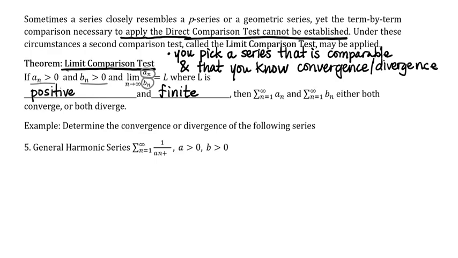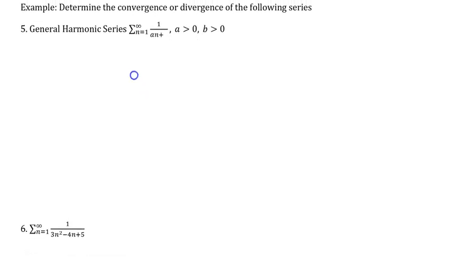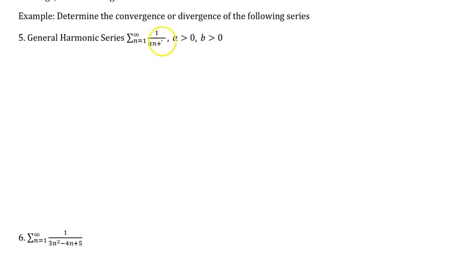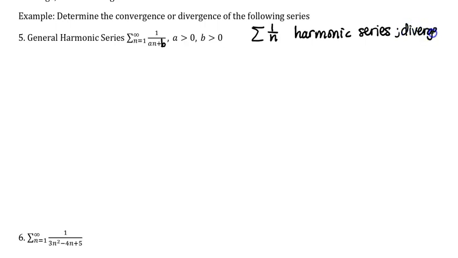So let's take a look at how to use this theorem. Example 5, we have a general harmonic series. The denominator here is an plus b. Remember, the harmonic series is the series 1 over n. That is the harmonic series. And we also know that this harmonic series diverges. We know that it diverges because it is a p-series, and p is 1. P-series only converge when p is greater than 1. 1 is not greater than 1. So that series does not converge.